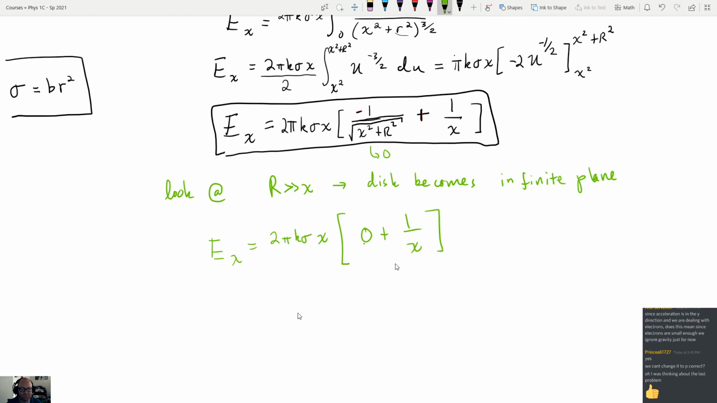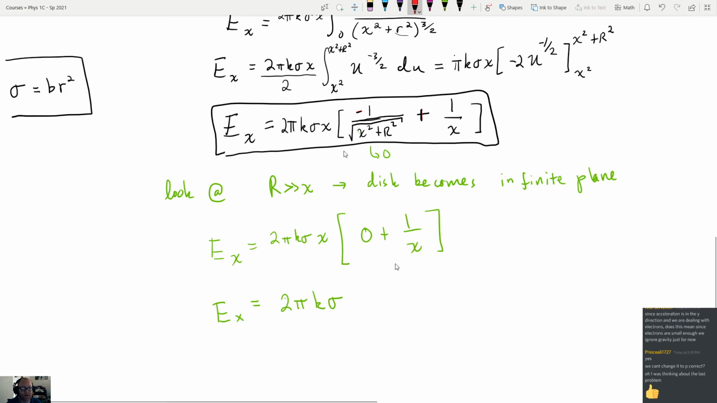And then what you get, multiply this through, is just 2 pi times k times sigma. There may be better mathematical ways to do this. Like we probably could have just did what we did in the dipole problem. We could use the binomial expansion on this if we want to. But yeah, we get that. Ex is 2 pi times k times sigma. Now we usually write this in an even simpler way.